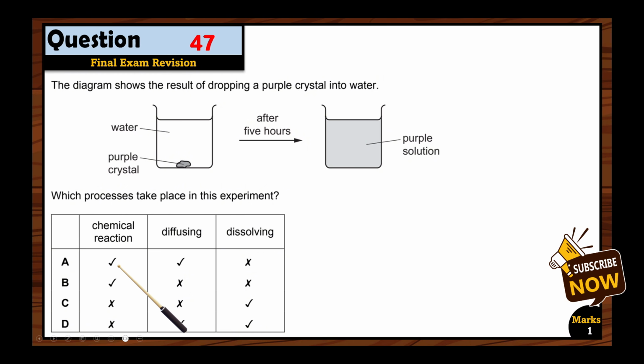So which process takes place in this experiment? Chemical reaction? No, of course not. So C and D are right. So let's see about diffusing. Yes, this is a diffusing process. And what about dissolving? Yes, this is also a dissolving process. We can call it dissolving or diffusing. So option D is correct.